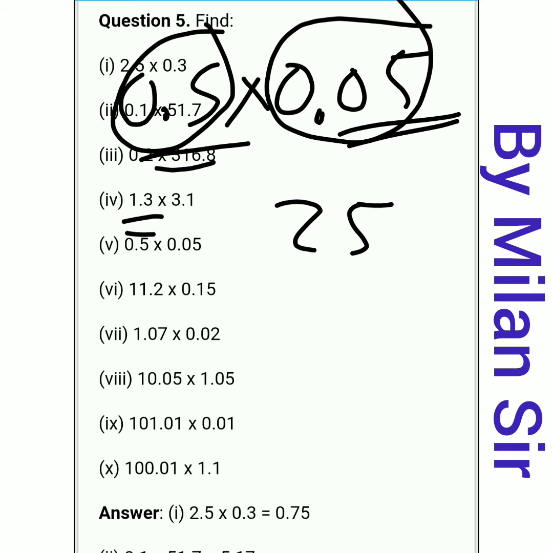Okay, we have three digits after the decimal point. So in answer we need to put the decimal point before three digits, but right now we have only two digits, 2 and 5. So before that we need to put 0, so it becomes three digits, and before that we need to put the decimal point, and again before that nothing is remaining, so again we need to put 0. So 0.025.